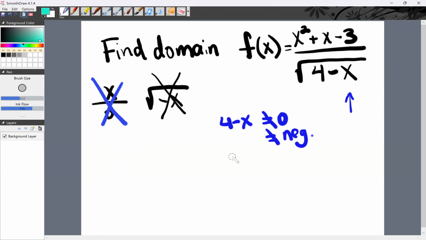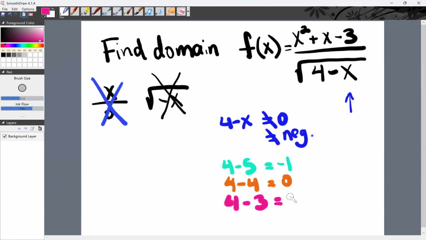I'm going to plug in 5 for x. 4 minus 5 is -1, so that's no good. Let me plug in 4. 4 minus 4 is 0. Okay, so that's also not going to work. Let's try a different number. I'm going to put in 3. 4 minus 3 is 1. Okay, now we're on the right track.